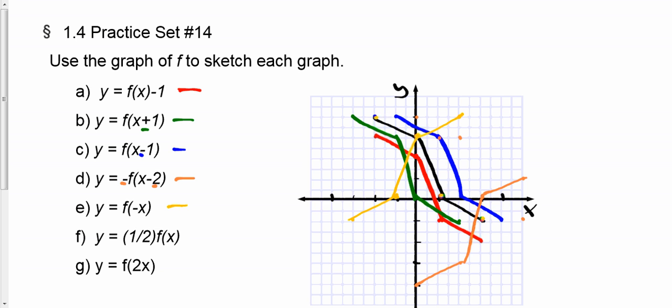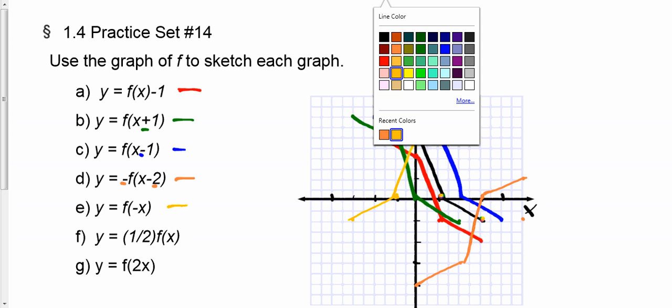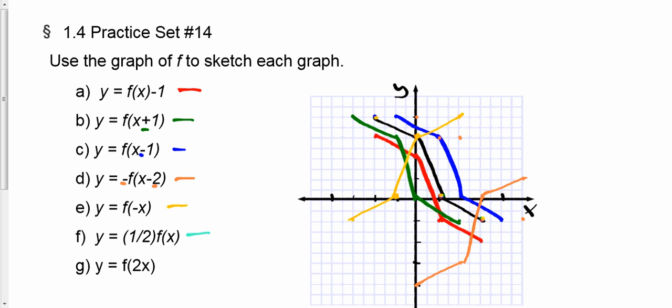That is letter E. Letter F is 1/2 x squared. Let's do that in a turquoise blue, kind of a dirty turquoise blue. We're going to do that in that color. Okay, so now I am going to take f of x. I'm going to take half of it.